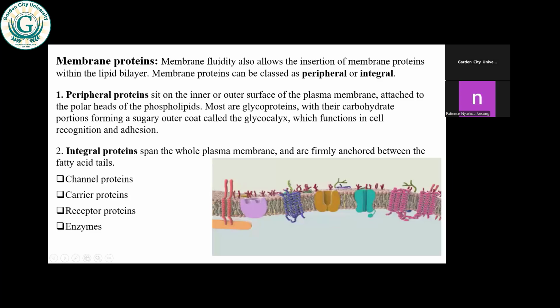And most are also attached to the heads. So since it's sitting on the outside, meaning it's attached to the heads of the cell membrane, the phospholipids. Most are glycoproteins. Glycoproteins meaning the proteins are attached to a carbohydrate molecule, and therefore it functions to adhere to some particular molecule and also serves as cell recognition.